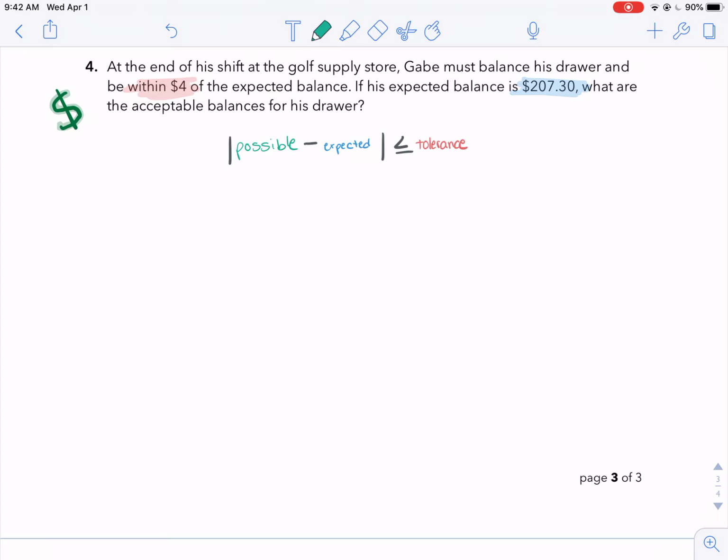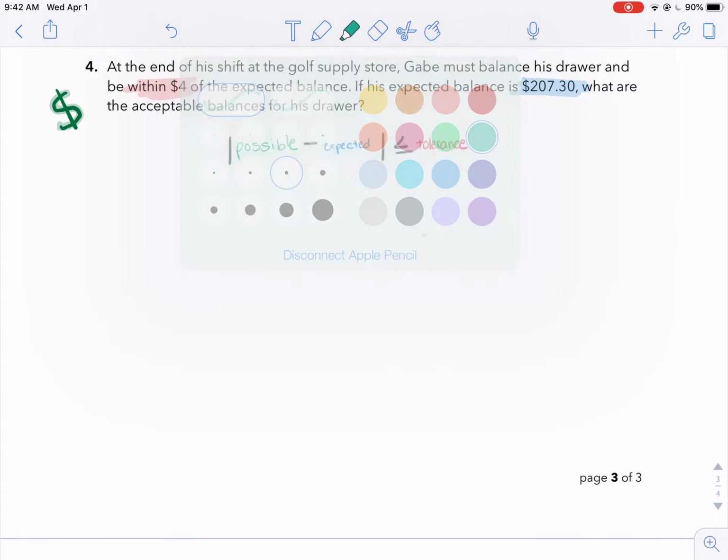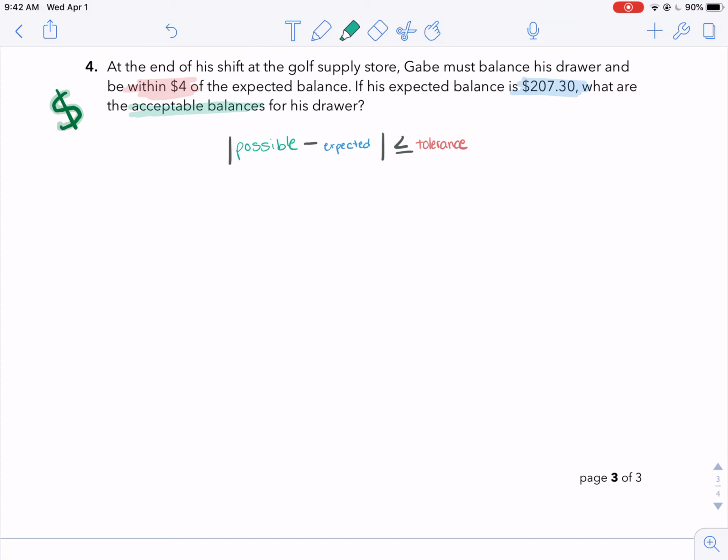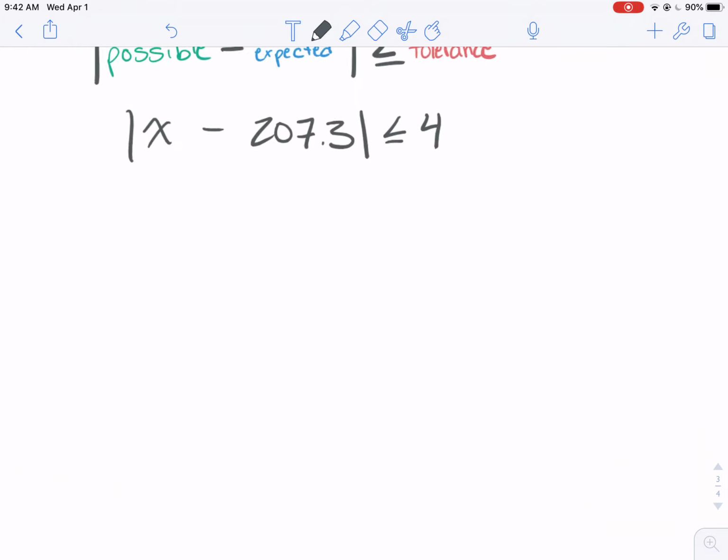Acceptable, possible, that's what we're trying to find out. So we don't know what our acceptable ones are. That's what we're looking for. We'll make that x minus his expected. He's expected to have $207.3. We're going to take that absolute value, set it less than or equal to our tolerance, which is 4.